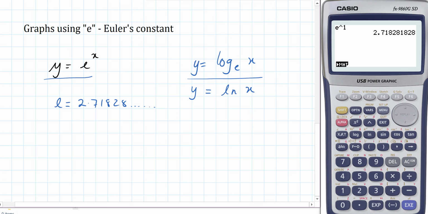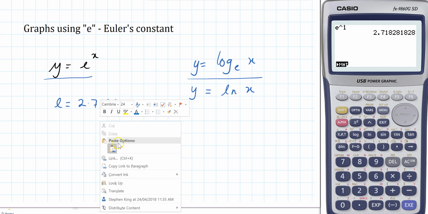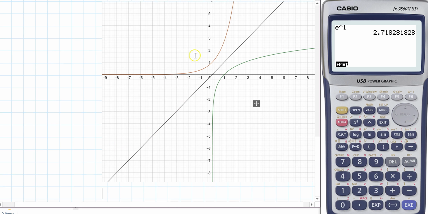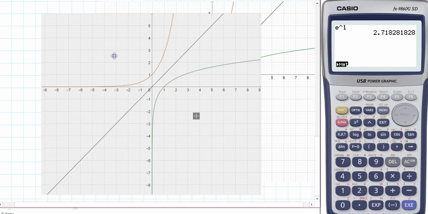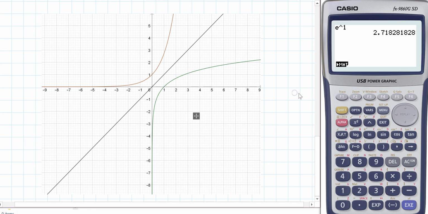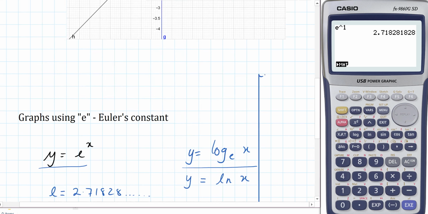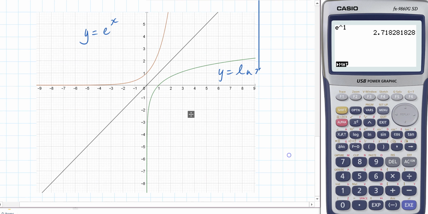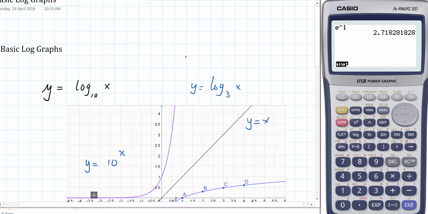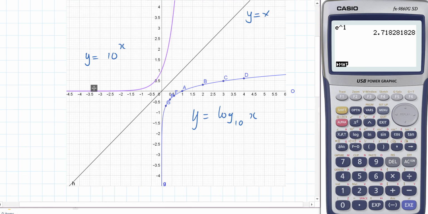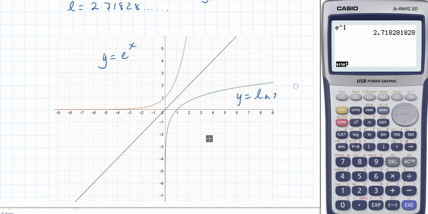So I've just taken a copy of this and let's put it down over here. We can see there are two graphs. Let's just move this over slightly. Okay. This one is the graph y is equal to e to the x. This is the graph y is equal to the natural log of x. Let's just delete that line that went out there. Natural log of x. Okay.